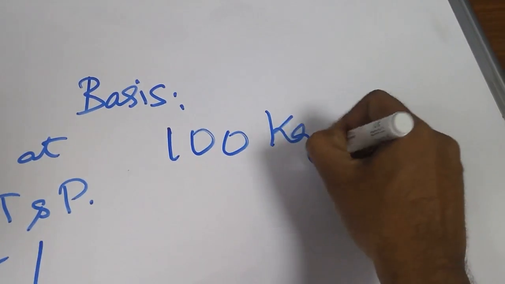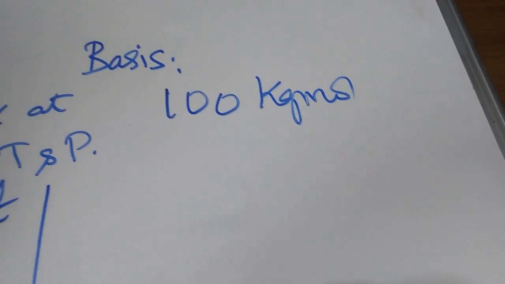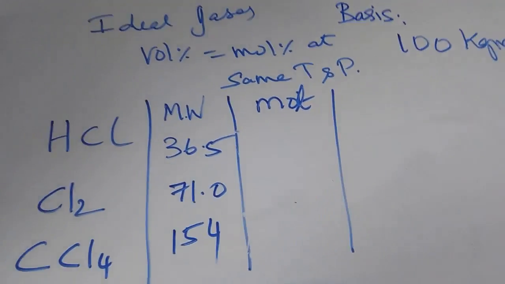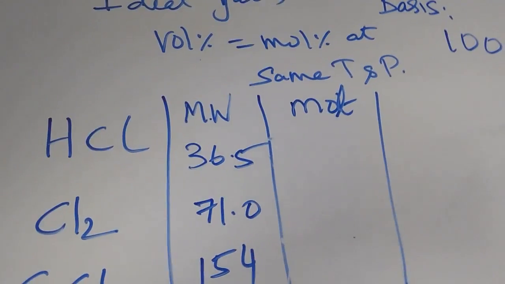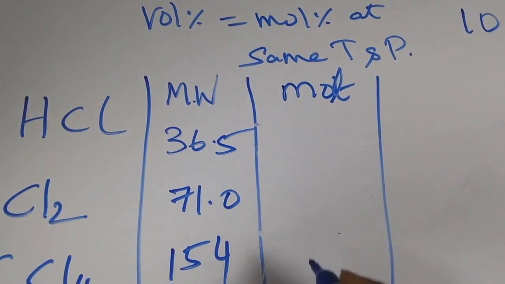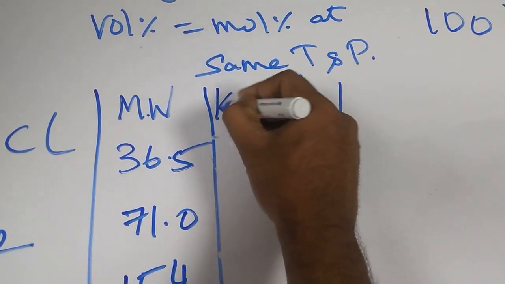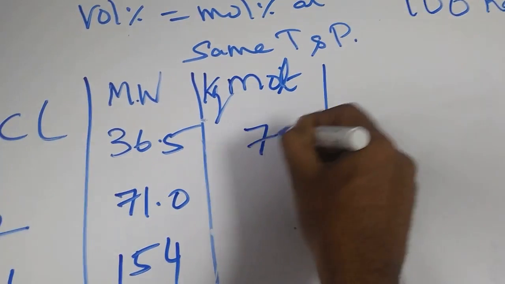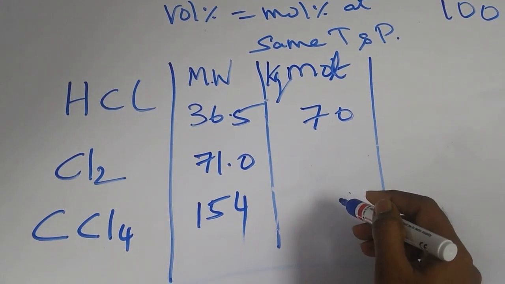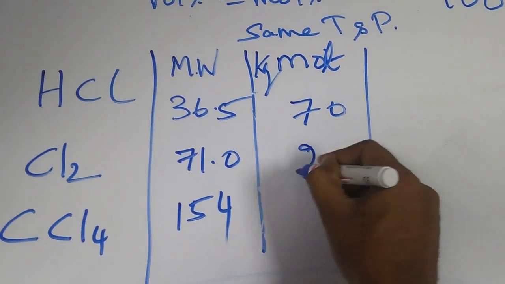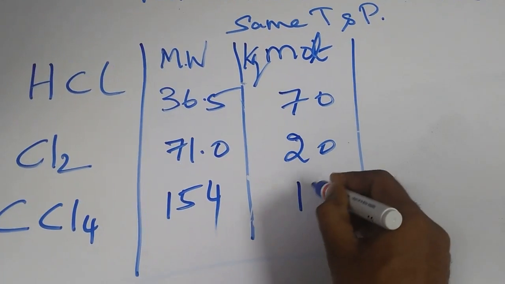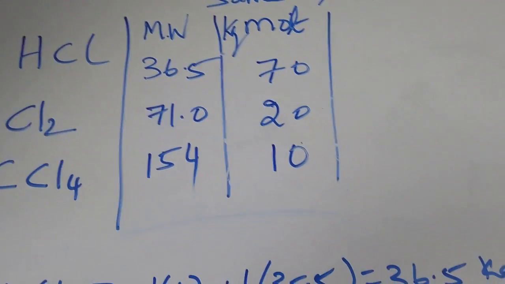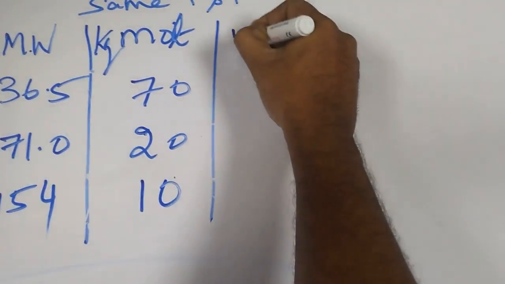Basis is 100 kg moles. So what is the percentage given? The kg moles given: hydrochloric acid is 70, chlorine is 20, and carbon tetrachloride is 10 kg moles. Okay, we can get the mass.